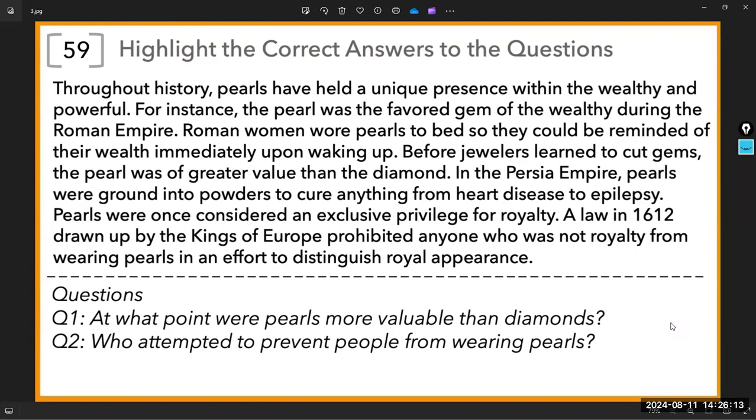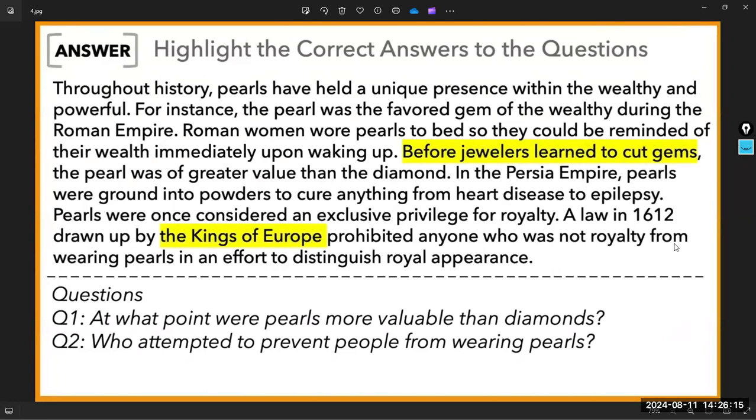Okay, guys, time's up. Now let me show you the correct answers of these two questions. We notice, guys, that question number 1 is before jewelers learn to cut gems. Notice that the question is saying, at what point were pearls more valuable than diamonds? All the time, guys, as I told you, you have to scan, you have to search for keywords in the passage just to read fast. We notice, guys, that here we have what? More valuable. This is it, greater value.